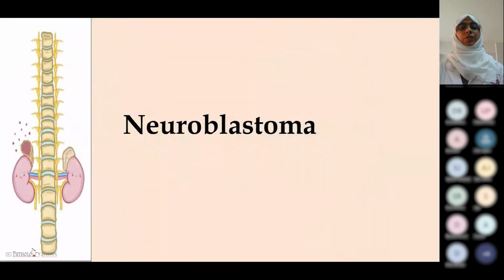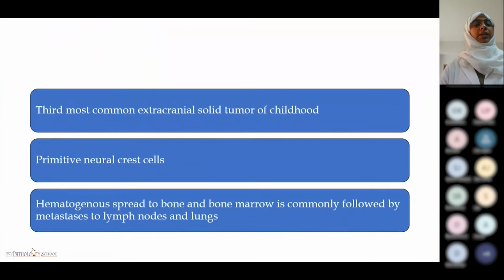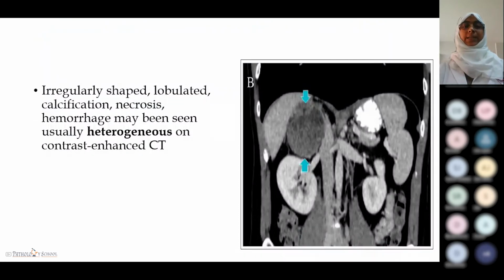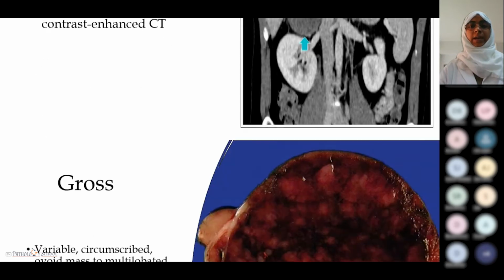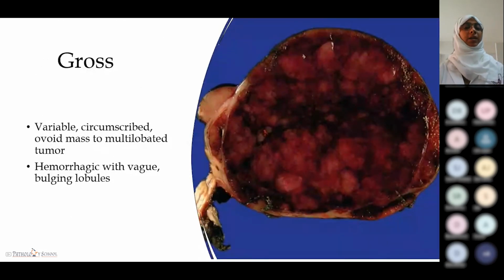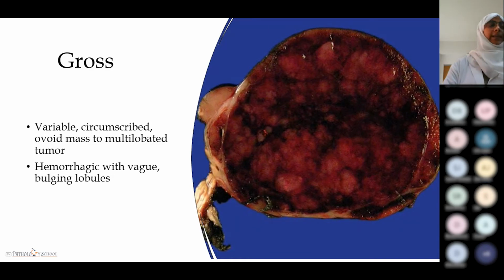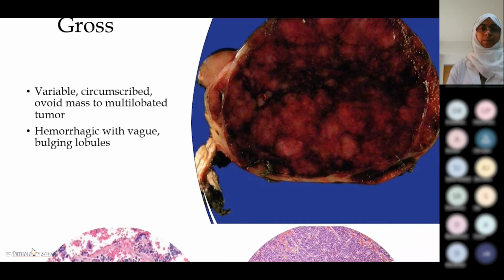Now comes the neuroblastomas. Neuroblastomas are the third most common extracranial solid tumor of children, arising from the primitive neural crest cells, mostly present in the adrenal gland, about 40%, and with hematogenous spread to the bone and the bone marrow. You can see an irregularly shaped lobulated mass. On gross it has a variable look, a circumscribed ovoid, multilobulated mass, and you also see hemorrhagic areas because it's a very vascular tumor.